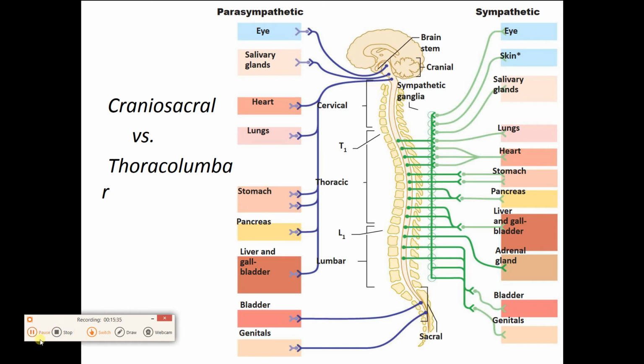All right, and we see the concept of dual innervation being shown here as well, as they show us basically the same organs for the parasympathetic and the sympathetic division. Not entirely, like skin. It's getting sympathetic only, adrenal gland. But for the most part, we got that dual innervation situation.